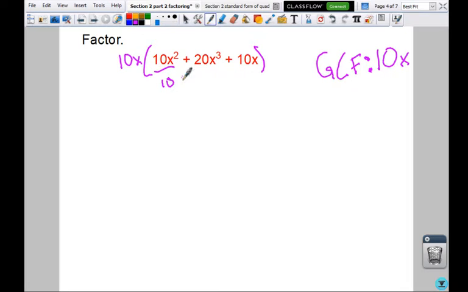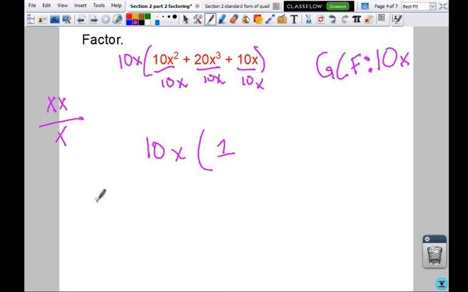It's kind of like dividing by 10x. So I'm going to have 10x outside here. And then inside, 10 over 10 is 1. x squared over x: if the exponent part is messing with you, remember x squared is really 2 x's over an x, and one of them gets canceled out on the top and bottom. How many do I have left? Just one. Plus 20 over 10 is 2. If I had x to the 3 over x, 1 x on top and bottom cancel out. I have 2 left over, x squared.